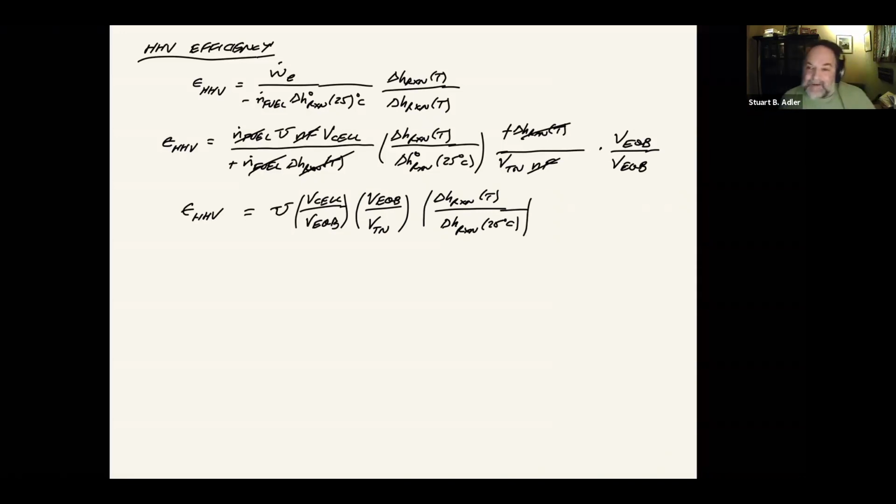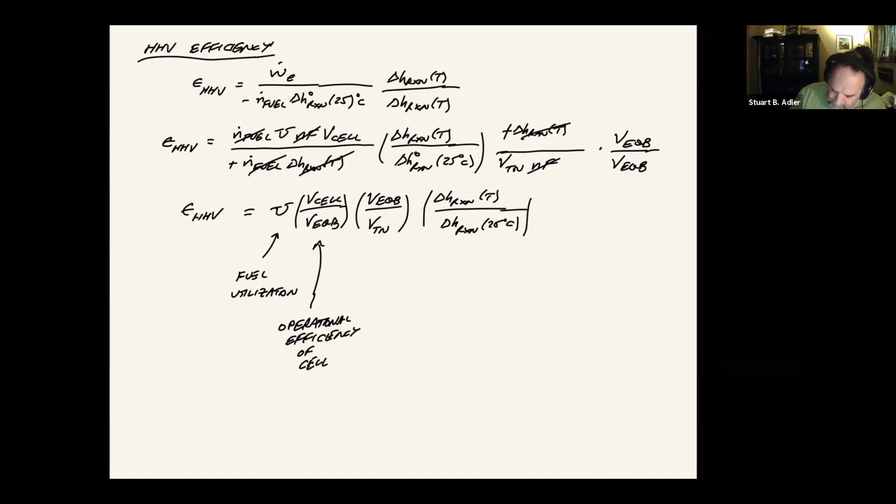So if we break it down, what makes up the higher heating value efficiency? It's saying there are basically four components to this. There is the fuel utilization: how much of the fuel actually gets consumed and turned to electrical work. There's an operational efficiency of the cell. And how close is that cell operating to equilibrium? If it's farther away from equilibrium, the less efficient the system will be.